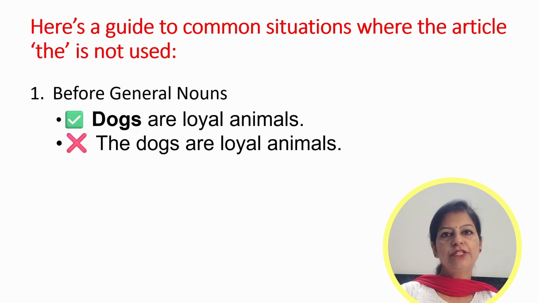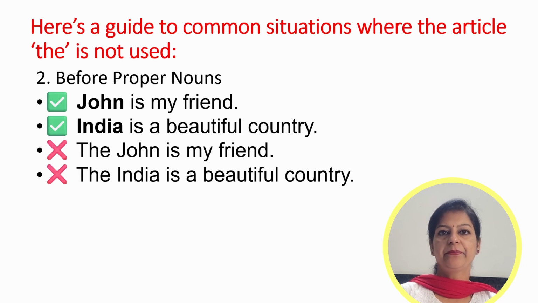Now, let's look at some common situations where we don't use the article. Here is a quick guide. Number 1. Before general nouns. We don't use the when talking about things in general. For example, dogs are loyal animals. We don't say the dogs are loyal animals because we are talking about dogs in general and not specific.